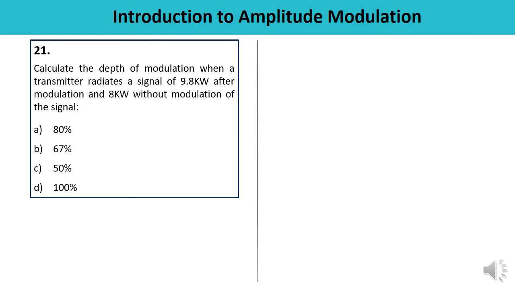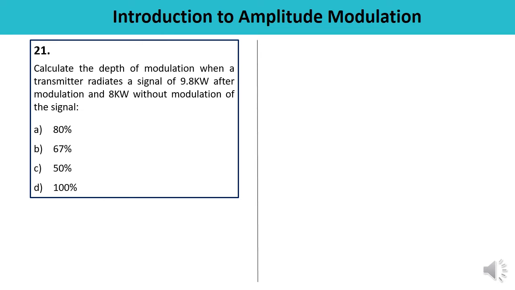Question number 21. Calculate the depth of modulation when a transmitter radiates a signal of 9.8 kilowatt after modulation and 8 kilowatt without modulation of the signal, right? So here you have to calculate the depth of modulation. How to calculate the depth of modulation?